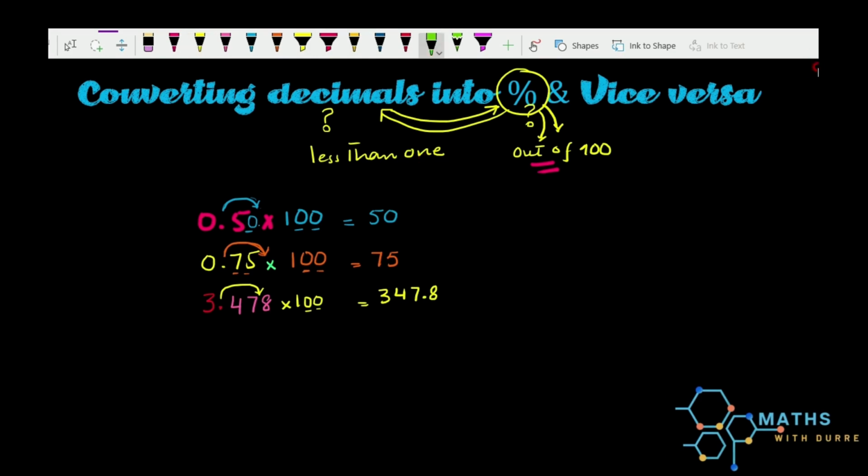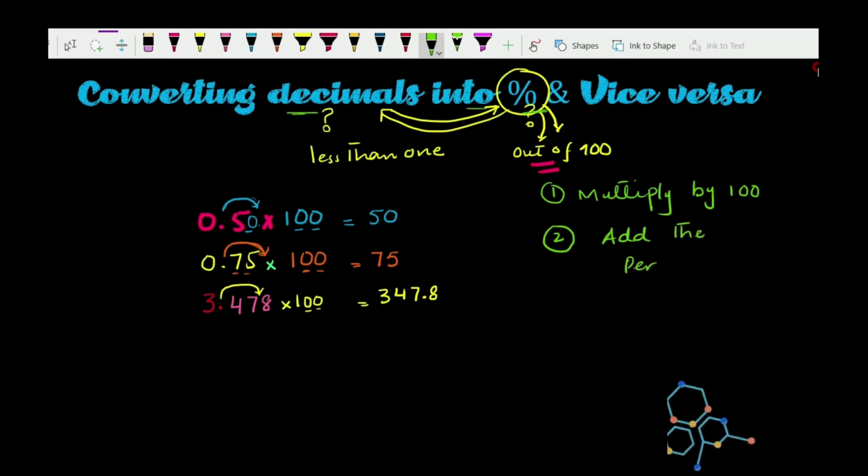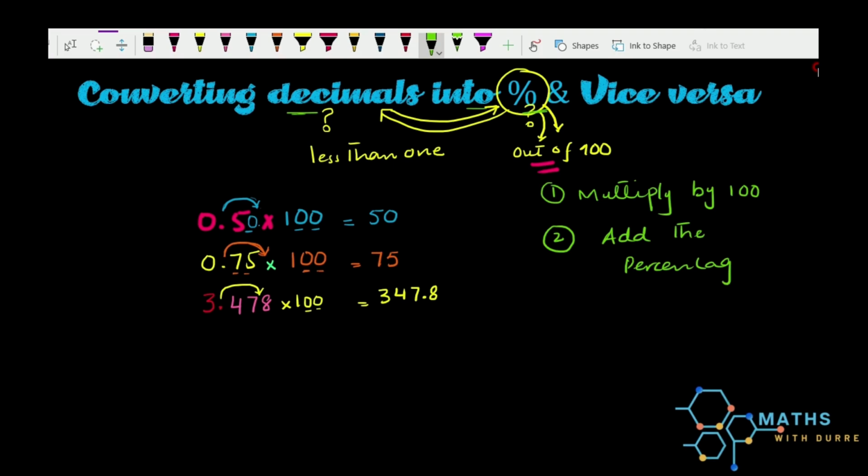So what are the steps of converting decimals into percentages? Step 1 is you have to multiply by 100. And step 2 is add the percentage sign. So we have to place the percentage sign like this with the answers.